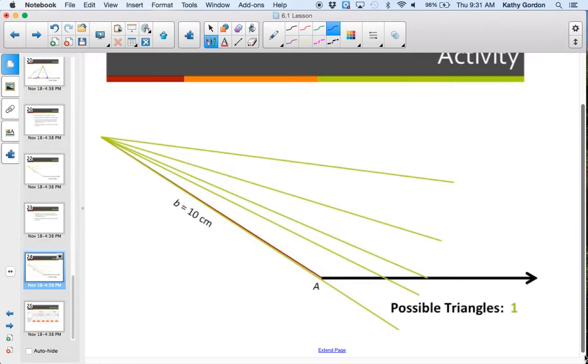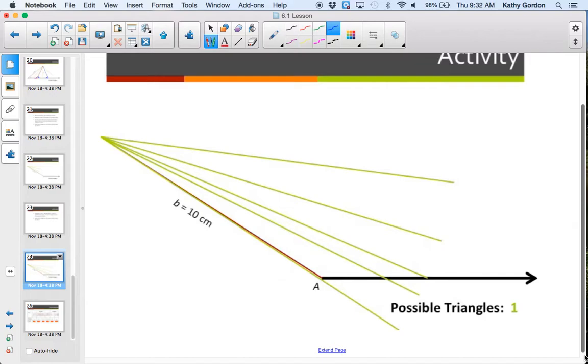So 6 different scenarios that could possibly happen when you have an SSA. That's why it's a naughty little triangle. Because it gives you 6 different possibilities of what could happen depending on what those measurements actually are. Okay? 4 of them depend on having an acute angle given to you. 2 of them depend on having an obtuse angle given to you. So that's usually the first thing you look at, is what's the angle I'm given? Is it acute or is it obtuse?